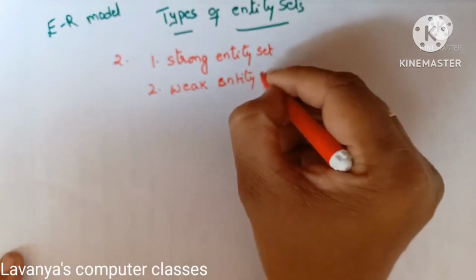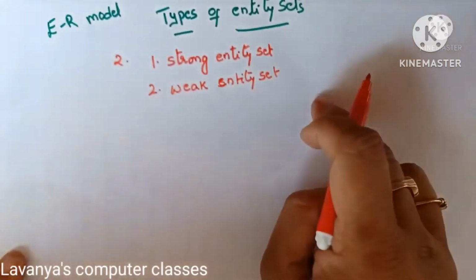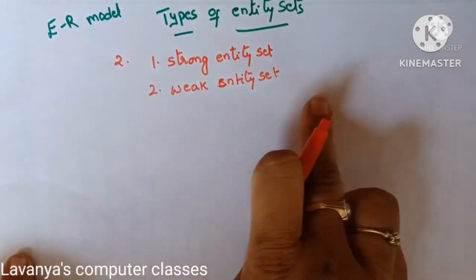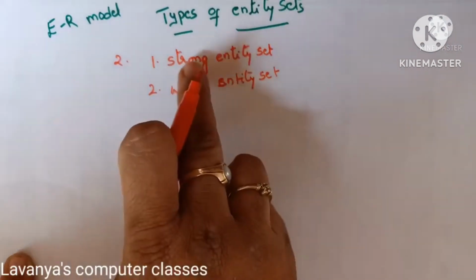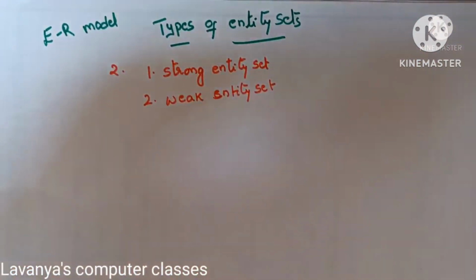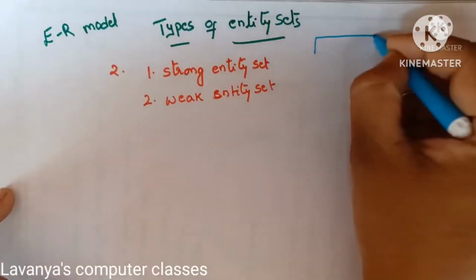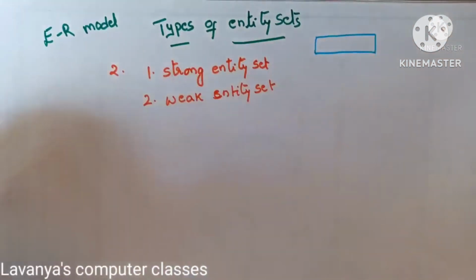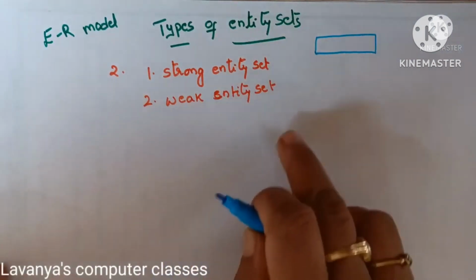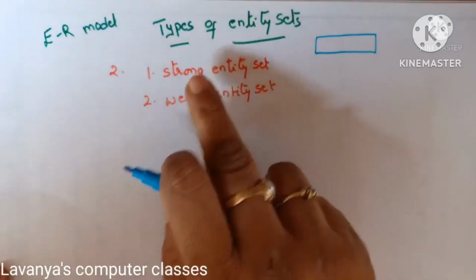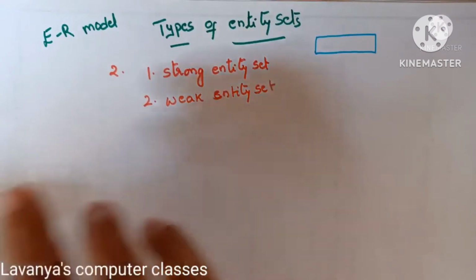So what is an entity? An entity is a real world object. What is an entity set? The collection of all entities is known as an entity set. Which symbol is used for representing an entity set? Already we know that it is a rectangle. A rectangle box is used for representing an entity set. We have two types of entity sets: the strong entity set and the weak entity set.